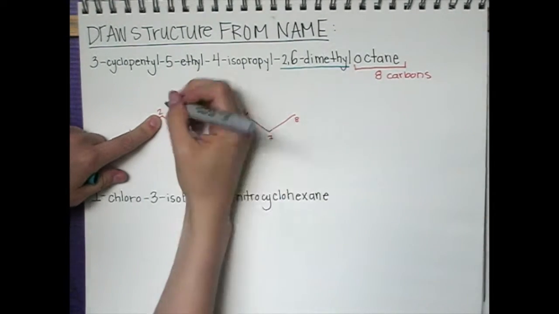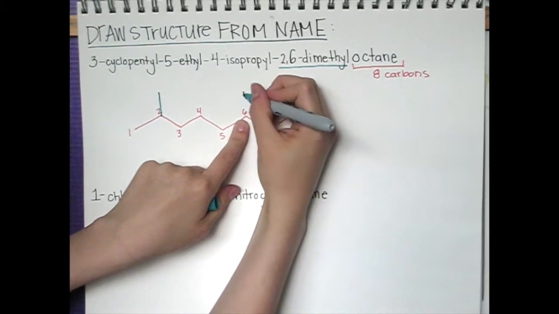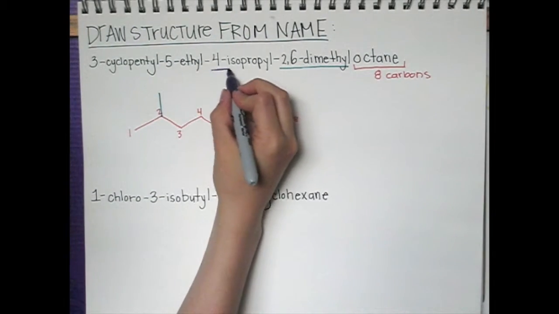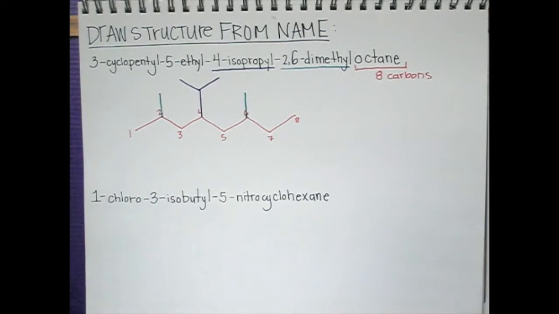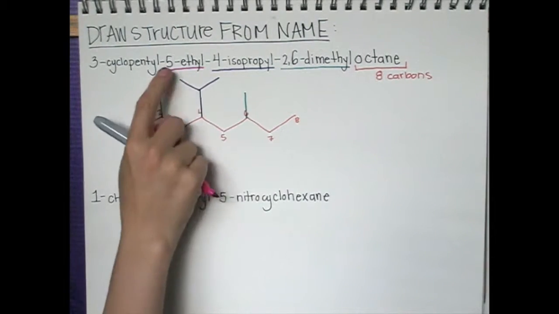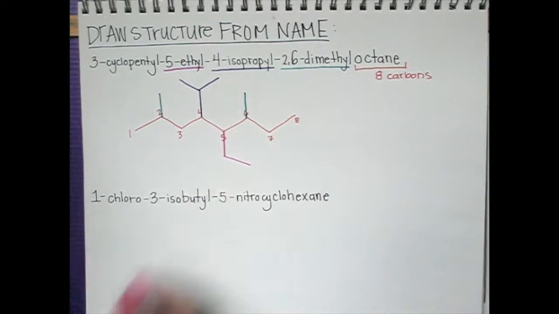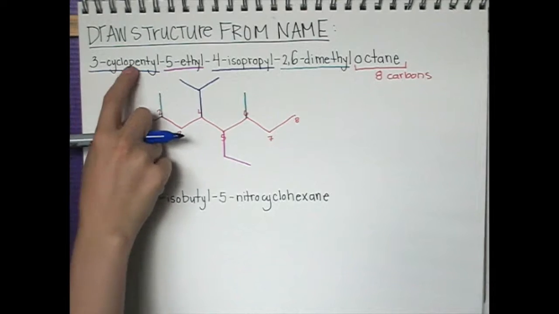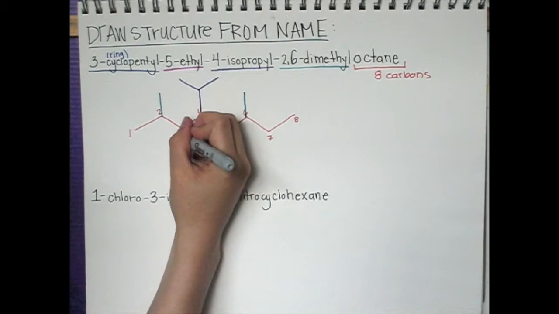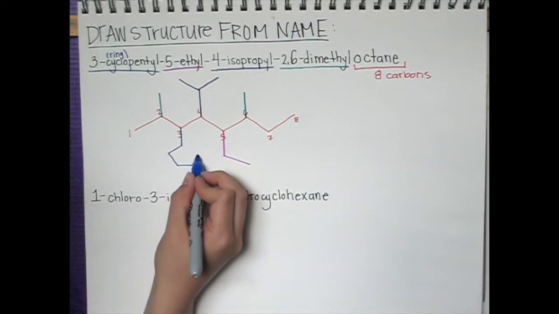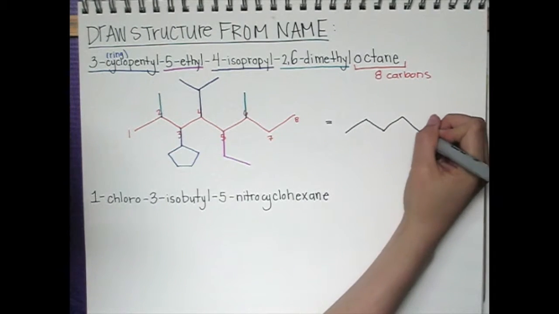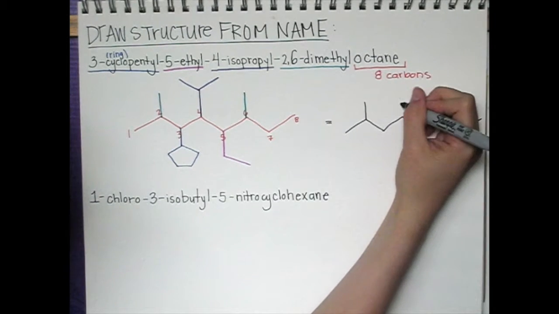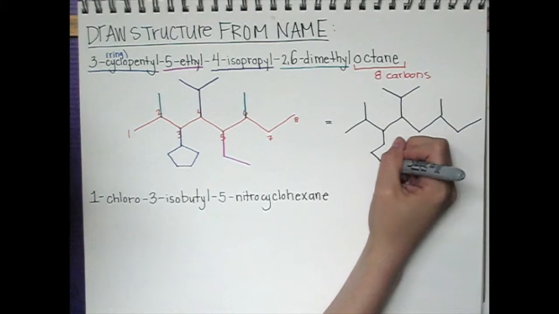2,6-dimethyl. So on carbon number 2, I have a methyl. And on carbon number 6, I have a methyl. 4 isopropyl. On carbon number 4, I have an isopropyl group. Carbon number 5, I have an ethyl, 2-carbon group. Carbon number 3, cyclopentyl. So that's a ring of 5 carbons. Perfect. So let me draw it all in black so it's easier to see. I like to do the different colors because you can see the different pieces coming together.